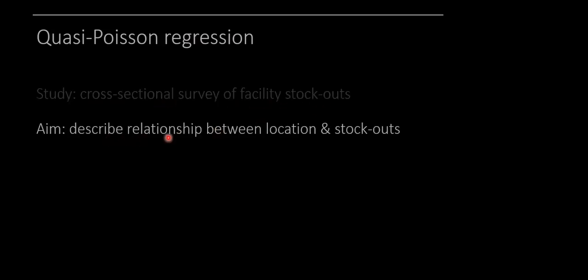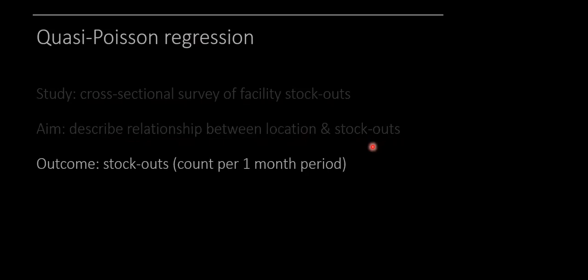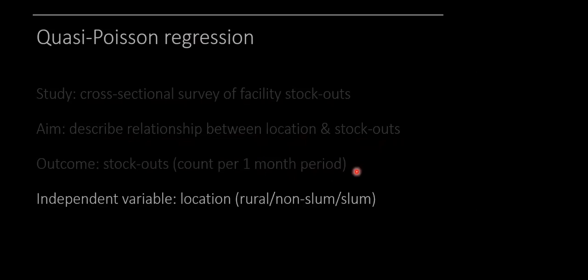So, a final little example. Let's say we've got a cross-sectional survey of facility stockouts, and we want to understand the relationship between, again, location and stockouts. So how do stockouts vary by facility location? Our outcome is stockouts over a 1 month period, and our independent variable is location: rural, non-slum or slum.